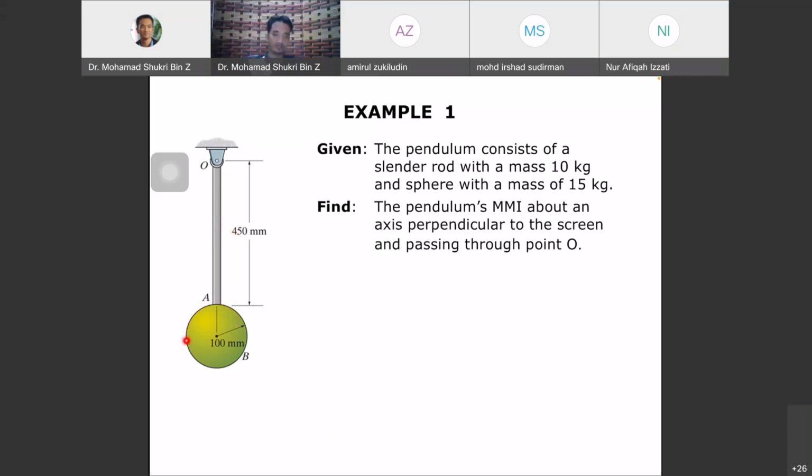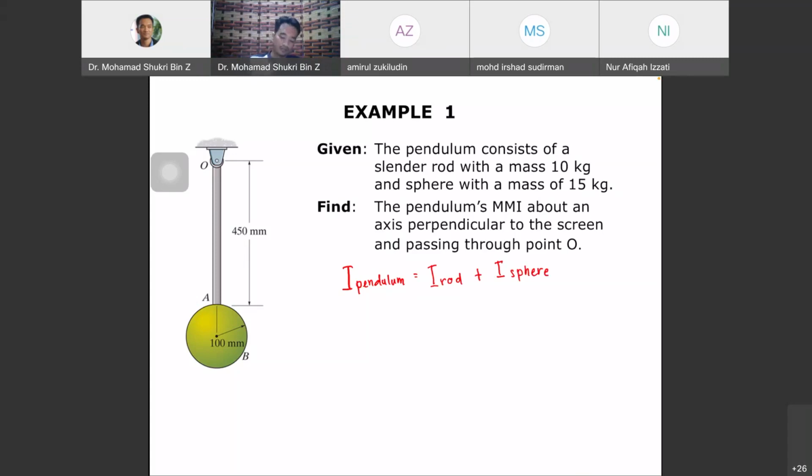So untuk solve problem ni, kita just tambah macam biasa saja, iaitu I, mass moment of inertia for pendulum, is equal to mass moment of inertia for rod plus mass moment of inertia for sphere. Kita tambah macam biasa saja, untuk total.